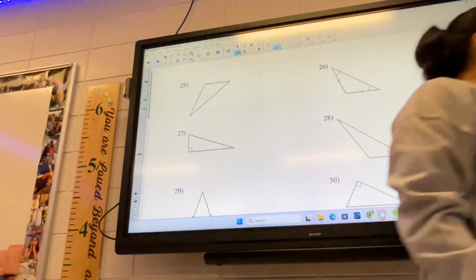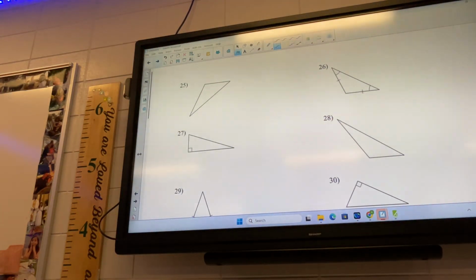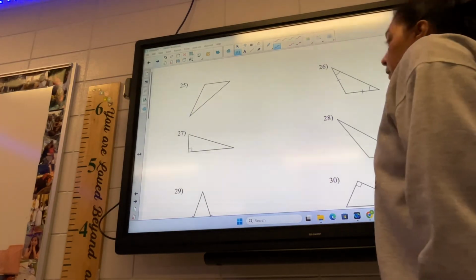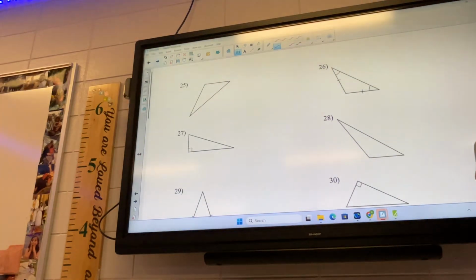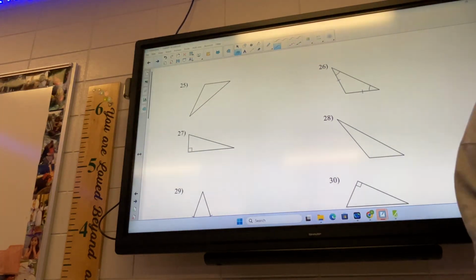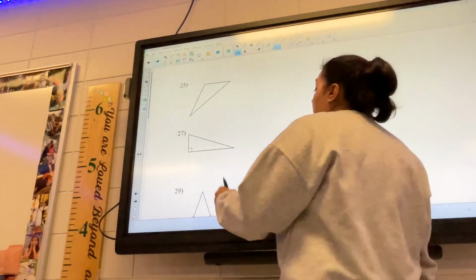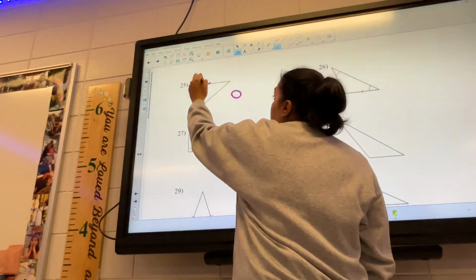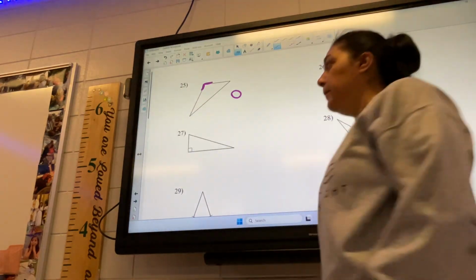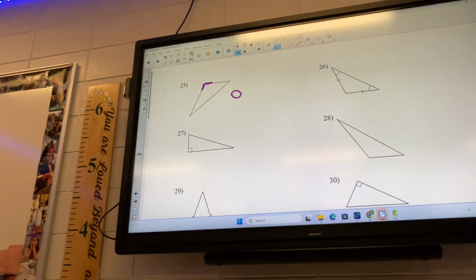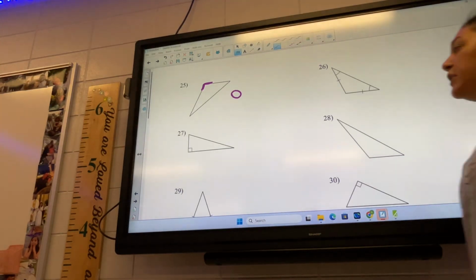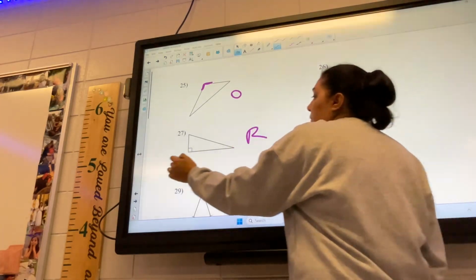Okay, 25. Flip your page, 25. Is that acute, obtuse, or right? What do you think? It is obtuse, okay? Right here is the obtuse one. Is it acute, obtuse, or right? It is right. What do you see? We see the square, okay? We see the right angle.